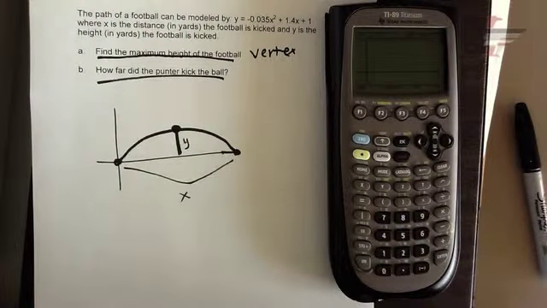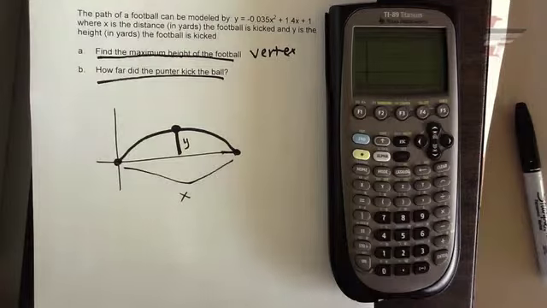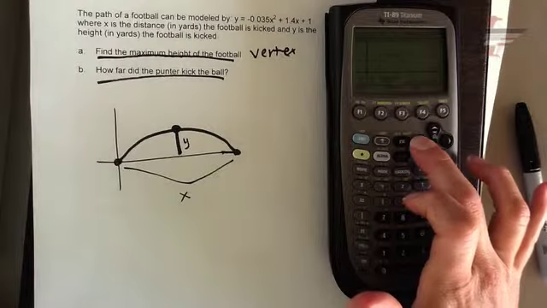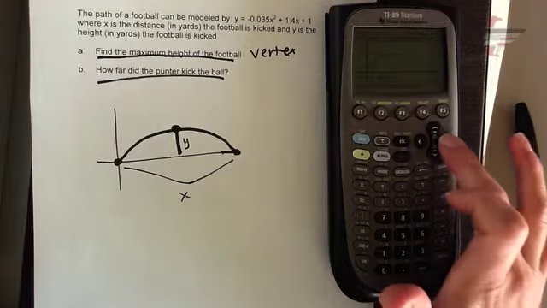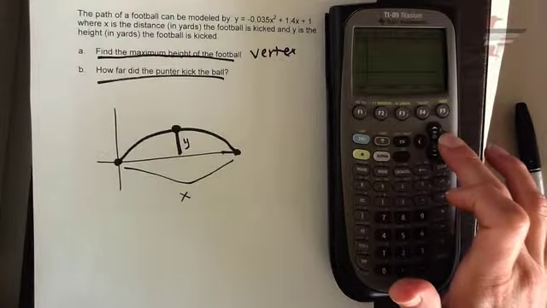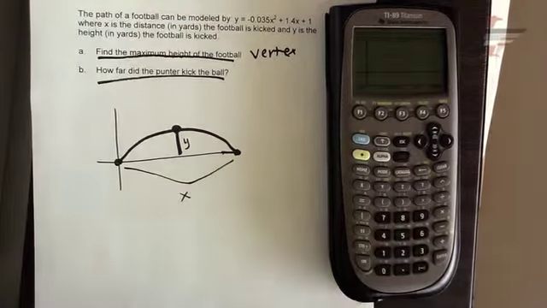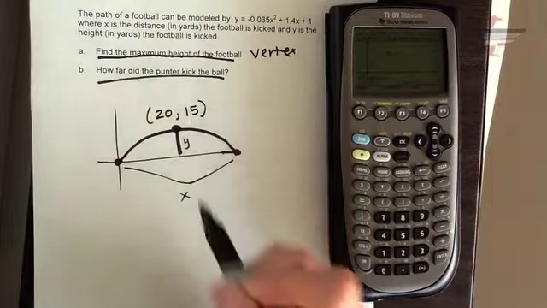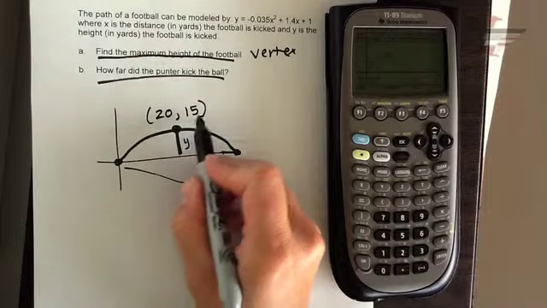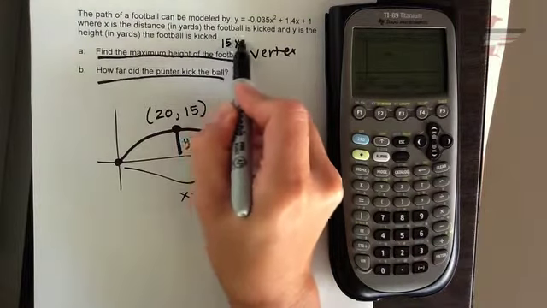So now I want the maximum height, so I want to find the vertex, which on my calculator is a maximum. I'm going to go to F5, choose maximum. For lower bound, go a little bit to the left of your maximum and press enter. For upper bound, go a little bit to the right of your maximum. So this point is (20, 15). That means the maximum height is the y-coordinate, so the maximum height of my football is 15 yards.